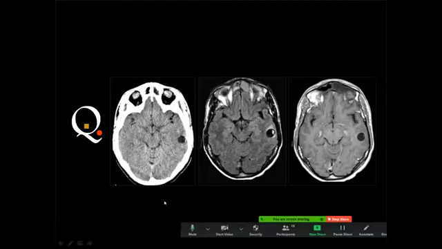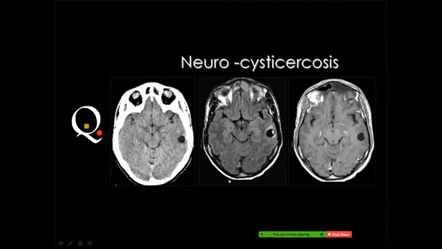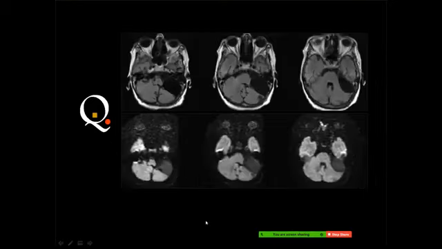Cysticercosis. Yes, and this is neurocysticercosis with the classic cyst and dot sign. And you remember that I have mentioned if you see this appearance, you should diagnose cysticercosis. And you can see if you have too many lesions and only one fulfills this criteria, you diagnose neurocysticercosis.